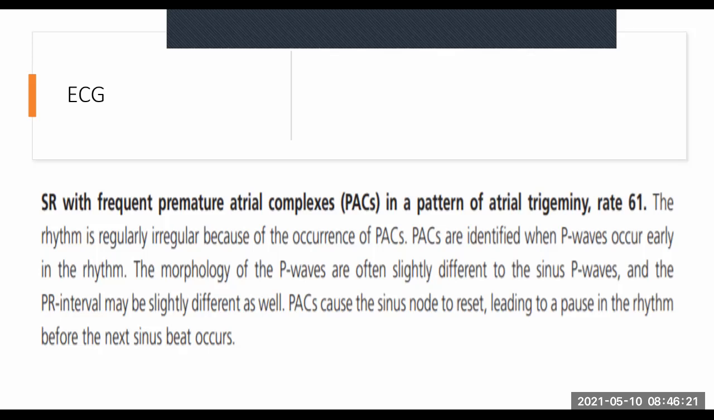The morphology of the P waves is often slightly different to the sinus P waves. It takes a few minutes, you've got to really look at it, right? And the PR interval may be slightly different as well, which is what we found. It was 2, then 4, then 3, and things like that, right?